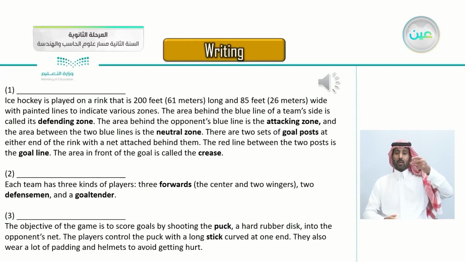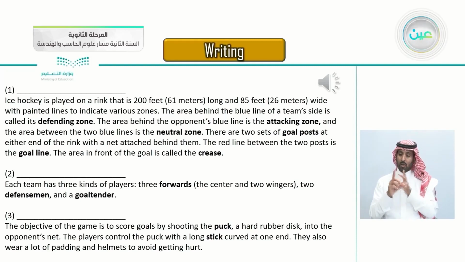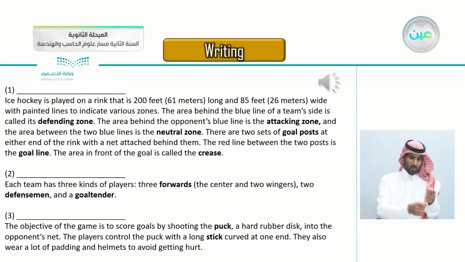Each team has 3 kinds of players: 3 forwards, the center and 2 wingers, 2 defensemen, and a goaltender. The objective of the game is to score goals by shooting the puck, a hard rubber disc, into the opponent's net. The players control the puck with a long stick curved at one end. They also wear a lot of padding and helmets to avoid getting hurt.